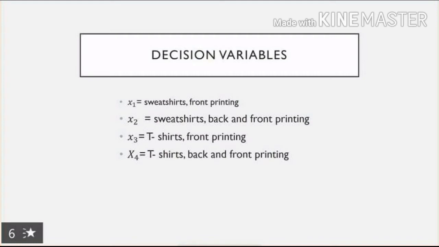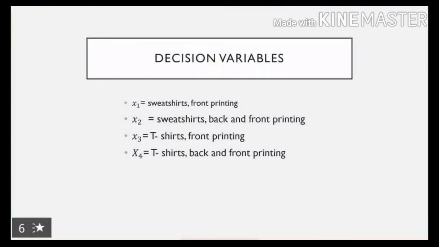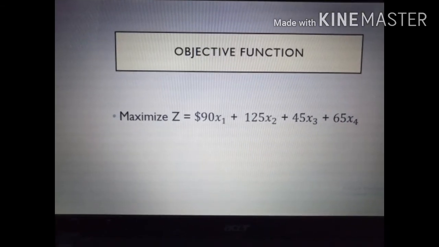So, representing the number of dozen of each type of shirt to produce, as you can see on this slide or on the screen, we have X sub 1 equals sweatshirts with front printing, X sub 2 sweatshirts with back and front printing, X sub 3 t-shirts with front printing, and lastly X sub 4 equals t-shirts with back and front printing. So, those are the variables or different sets na kailangang i-produce ng company. We already gathered all the decision variables.